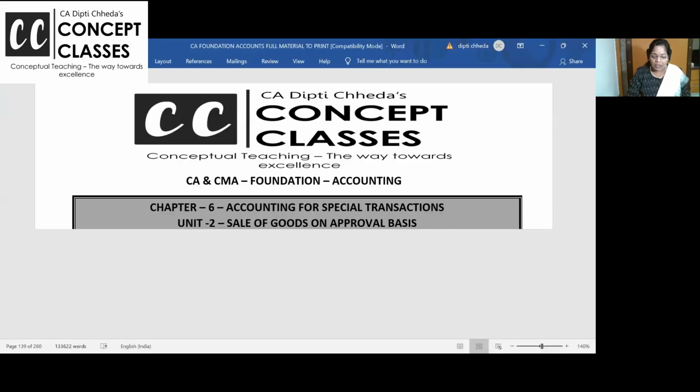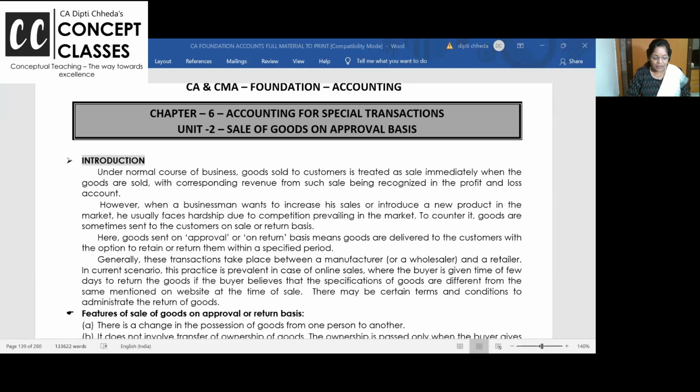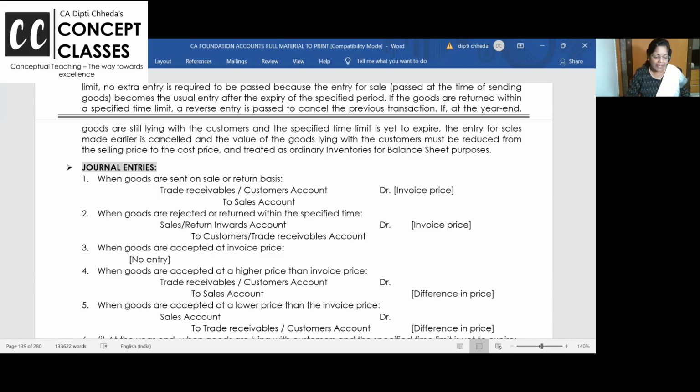Okay? Look at the screen I have shared. We are doing chapter 6, sale of goods on approval basis. You can read all this introduction that I have given. Important is to write the journal entries in the exam correctly when the goods are sent on approval basis.